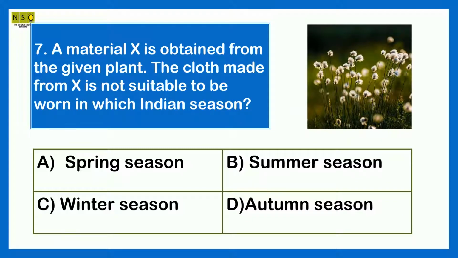A material X is obtained from the given plant. The cloth made from X is not suitable to be worn in which Indian season? Option A, spring season. Option B, summer season. Option C, winter season. Option D, autumn season. The answer is winter season. Cotton is obtained from the plant shown in the screen. The cloth made from cotton plant is not suitable to be worn in winter season because in winter season it is very cold. We do not wear cotton clothes in winter season.